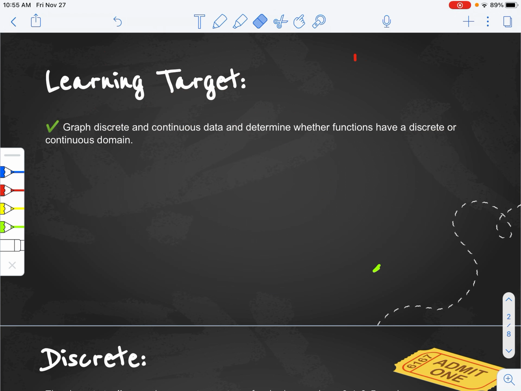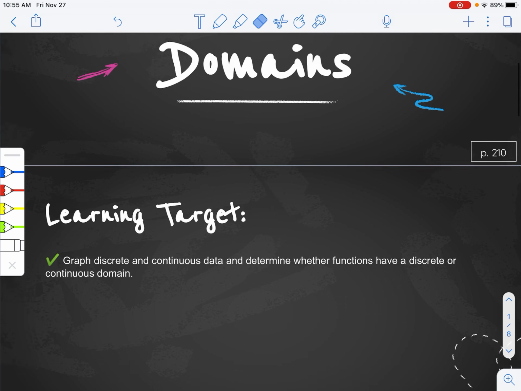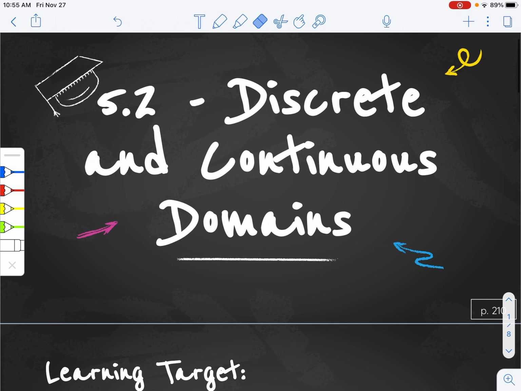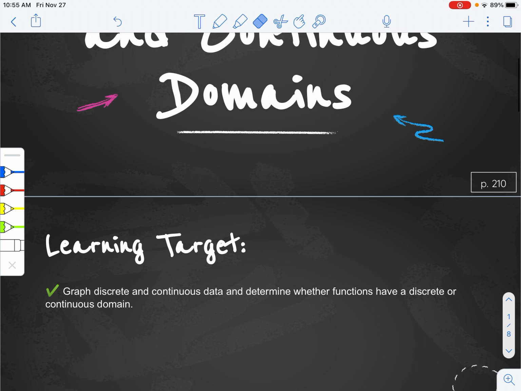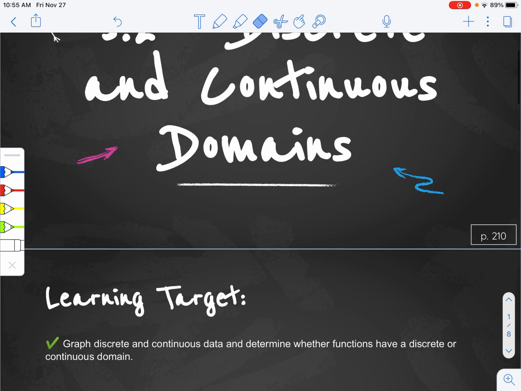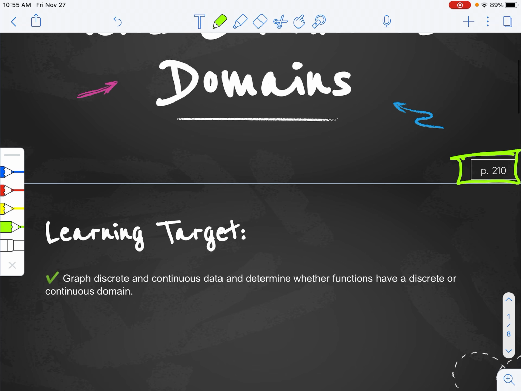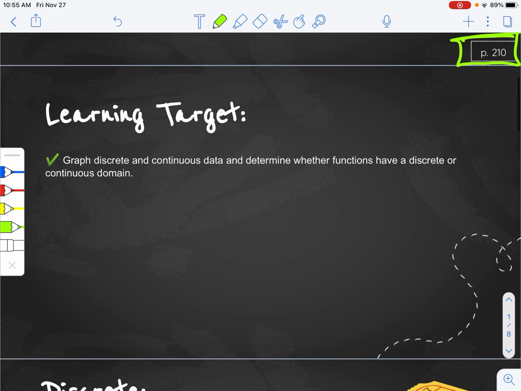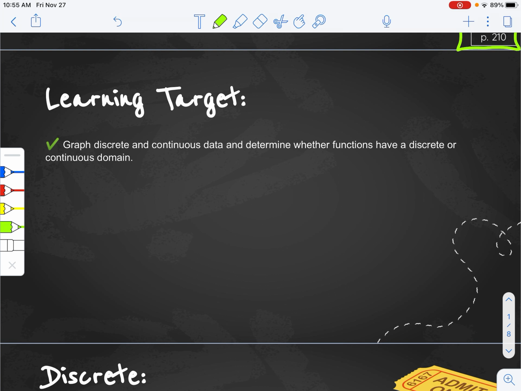All right, so that is a really quick recap of what we talked about yesterday, and those terms are things that we need to know as we dive into 5.2. So 5.2, discrete and continuous domains, and we will be looking at page 210. I always try to put the page number down here at the bottom. We'll be starting on page 210, and we'll use some of the examples from the book. So if you want to follow along in the textbook, you can go ahead and do that, but otherwise we'll keep going.